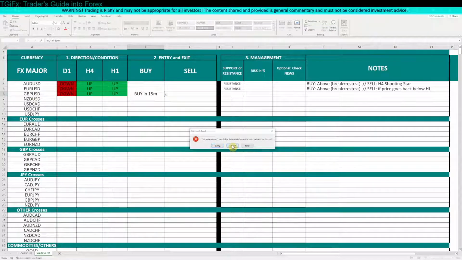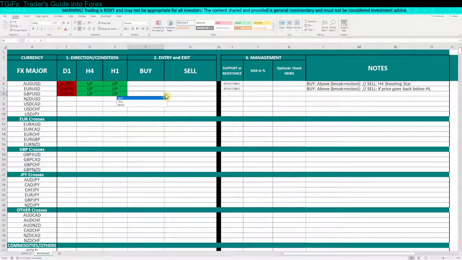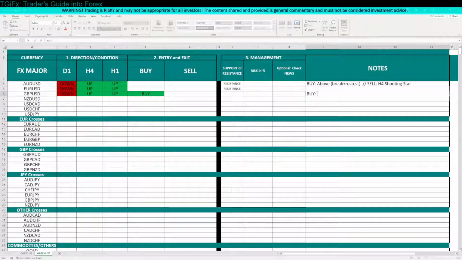Anong gusto kong mangyari? Okay, cancel. Oh, sorry. Buy and sell lang pala to dito. Okay, buy. Lagay ko dito sa, alright, 15 minutes, okay? Wait for bounce from orange, okay? Wait for bounce from orange, I am likely to risk somewhere at 3% to 5% there.